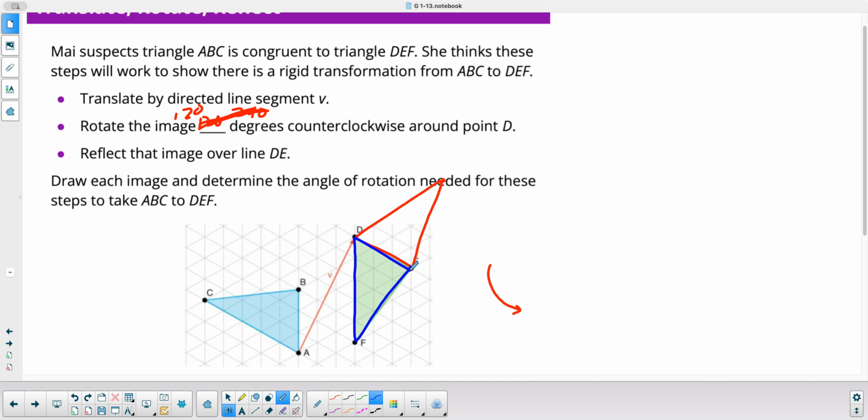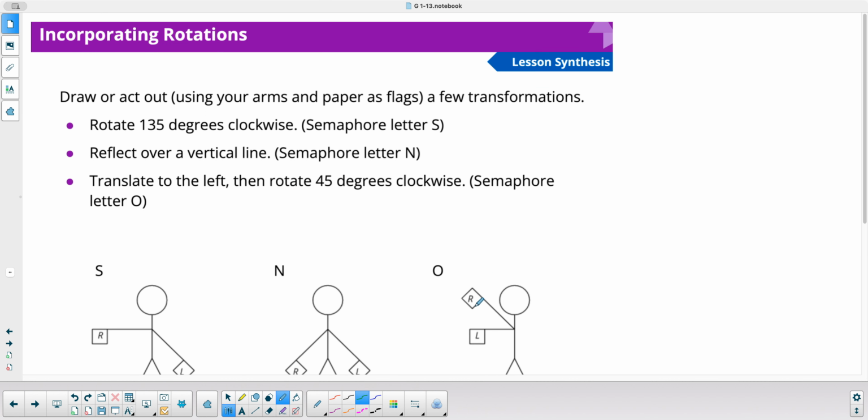Okay. So there it goes. So there's that one. I guess I maybe should have left that one here when I translated it. So here's my translate, then I rotate, and then I reflect across that line right there. Okay, so that's usually the order we want to do these. We want to translate, rotate, reflect.